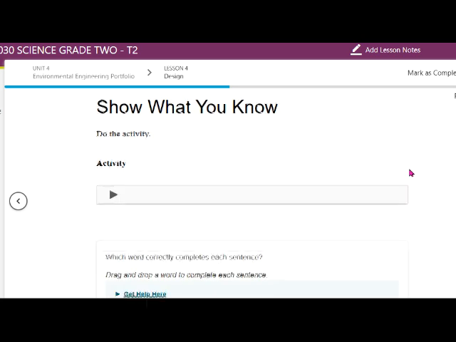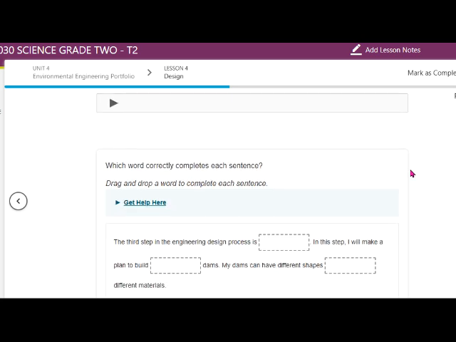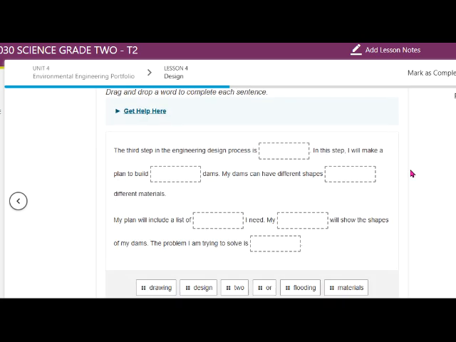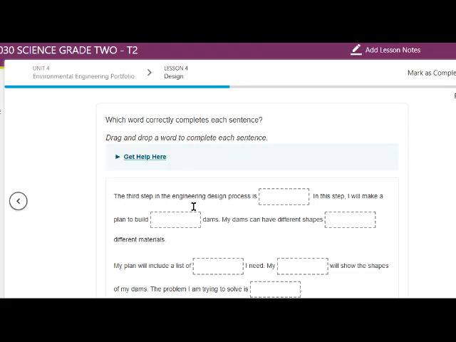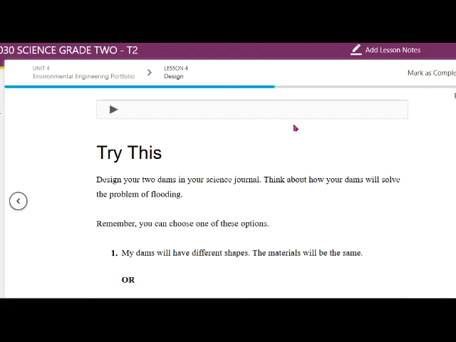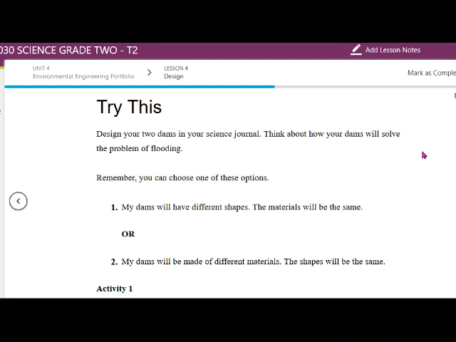Do the activity. Which word correctly completes each sentence? So you're going to use those vocabulary words we've been looking at a lot, and you're going to fill them in to complete this sentence or many sentences. Design your two dams in your science journal. Think about how your dams will solve the problem of flooding. Remember, you can choose one of these options. Your dams can have different shapes or different materials.